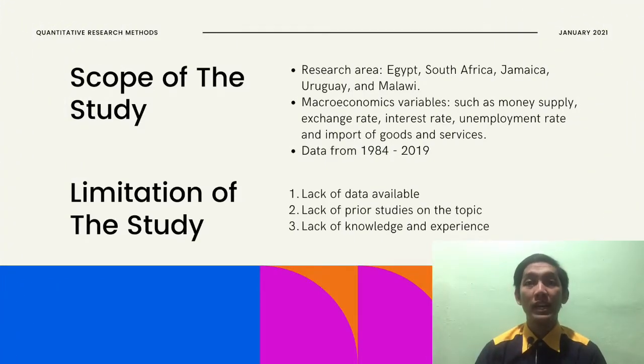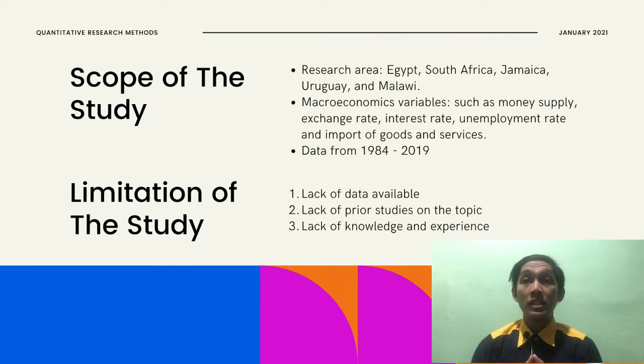Next, we look at the scope and limitation of the study. For the scope of the study, this study focuses on research area which are Egypt, South Africa, Jamaica, Uruguay and Malawi, and the macroeconomic variables for this study are money supply, exchange rate, interest rate, unemployment rate and import of goods and services. The data consists of 36 years annual data from 1984 to 2019.